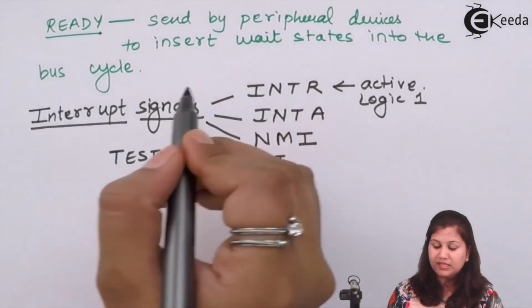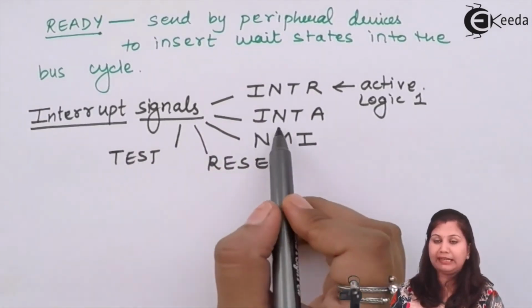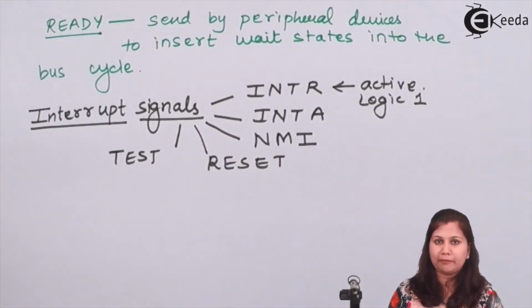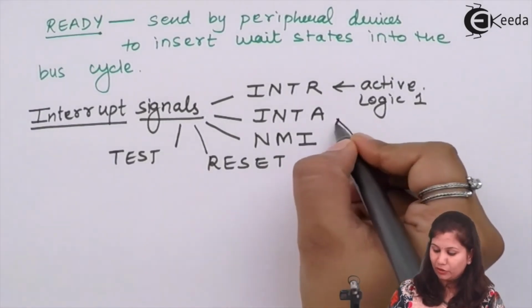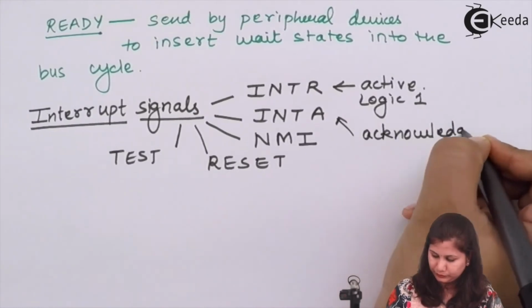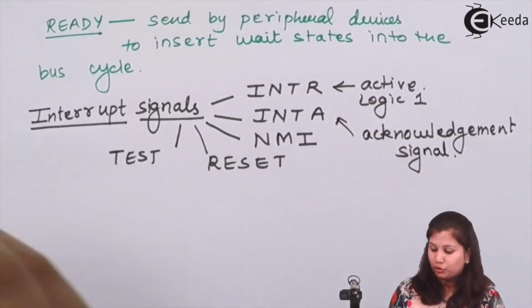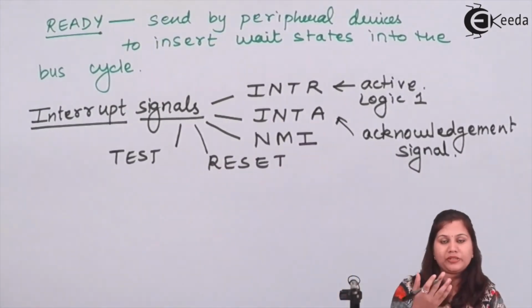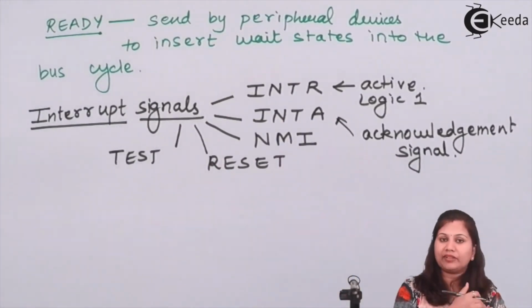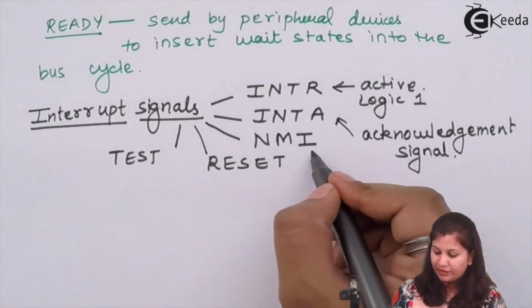Now, when this request is given to the microprocessor, in response to this request, this INTA signal will be generated by the microprocessor. So it's an acknowledgement signal. This signal will be given by the microprocessor to the peripheral device to say that I have received your interrupt request, and I am going to jump to that memory location where the ISR is written. Okay. Then we have NMI.